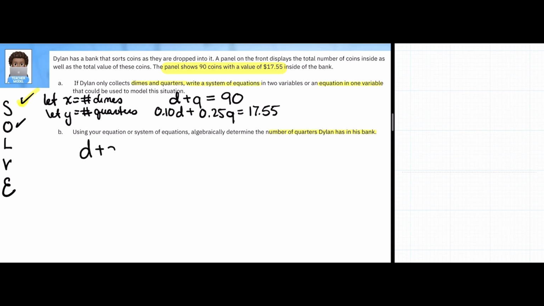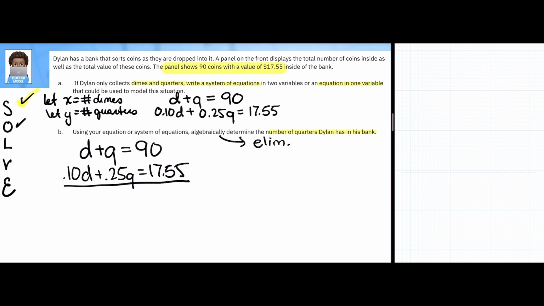So I know D plus Q is equal to 90, and 0.10D plus 0.25Q is equal to 17.55. Now, when they say algebraically, I have two options. I can either use elimination or I can use the substitution method. Doesn't matter which one. I'm just going to choose elimination for now because I think that would be the easiest. And I'm going to decide to eliminate the dimes by multiplying this entire equation by negative 0.10. That's going to be my goal.